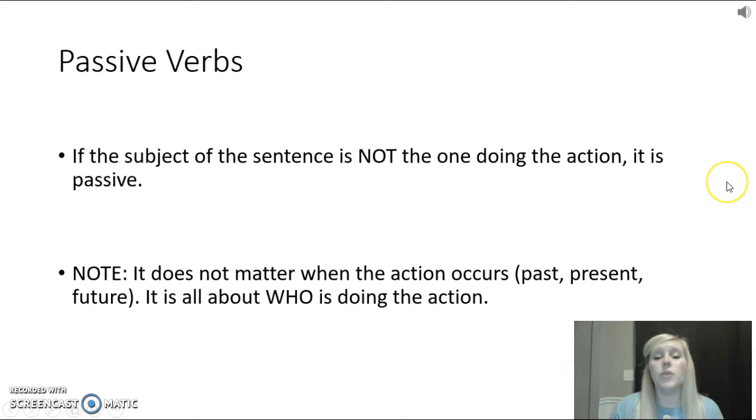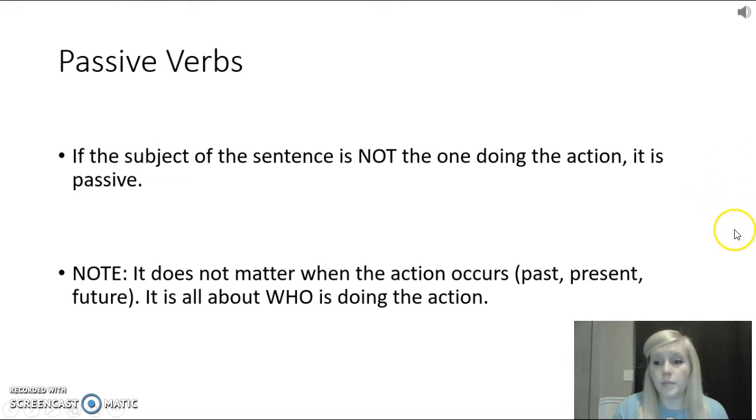All right. Now that we understand active verbs a little bit, let's move on to passive verbs. For passive verbs, if the subject of the sentence is not the one doing the action, then the verb is passive. It's the same note as with active verbs: it doesn't matter when the action occurs, in the past, the present, or the future. It's all about who is doing the action. Just to reiterate, if the subject is not the one doing the action, then it's passive.